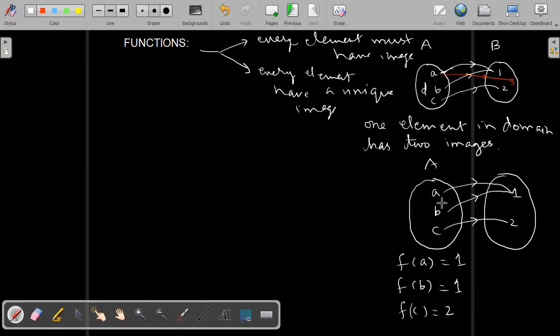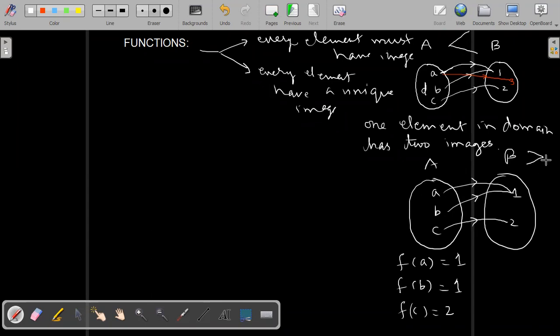So when every element of A is associated to an element of set B, every element should be associated. There should be no element left here, and every element has a unique image. Now you can say that this V shape, one element having two images, is not possible here, but it is possible in a relation.